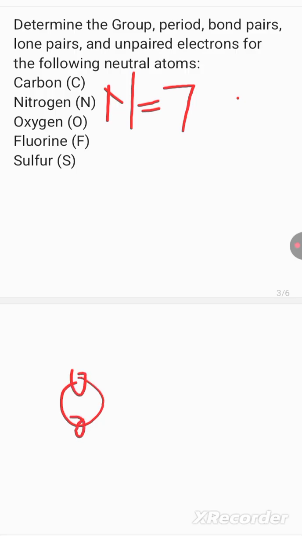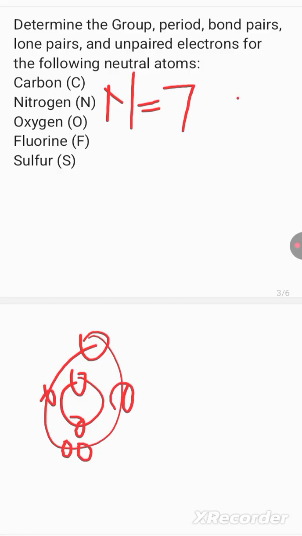1, 2, 3, 4, 5, 6, and 7. So now the group that it belongs to: for the group, you count the number of electrons in the outermost shell.